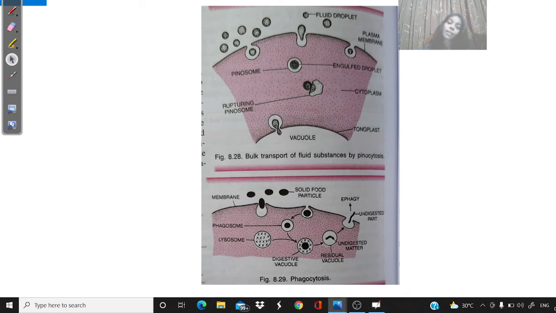Now both phagocytosis and pinocytosis require energy. That is why they are called ATP mediated transport, but they do not require carrier.